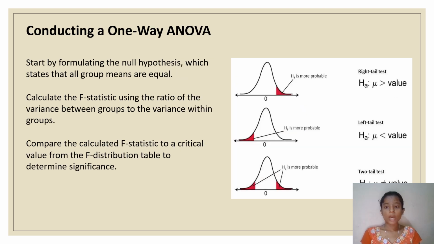Conducting a one-way ANOVA. Start by formulating the null hypothesis, which states that all group means are equal. Calculate the F statistic using the ratio of the variance between groups to the variance within groups. Compare the calculated F statistic to the critical value from the F distribution table to determine significance.